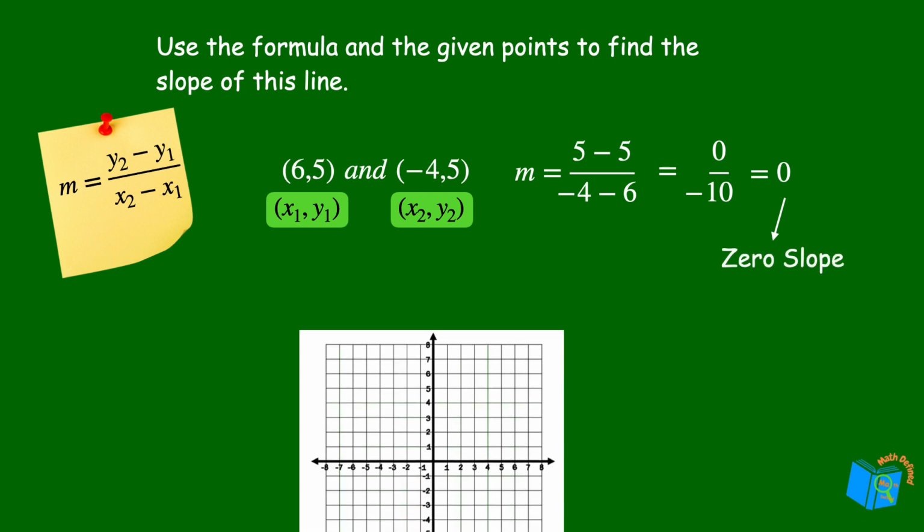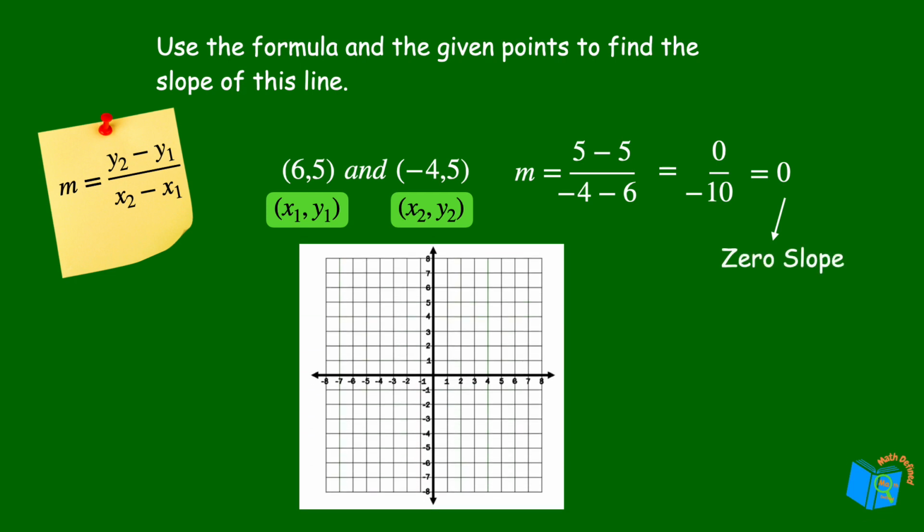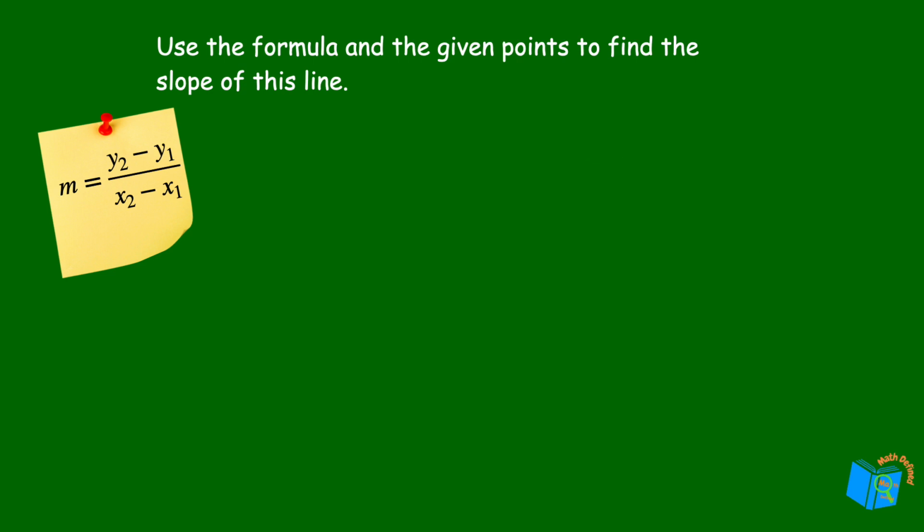Now let's try graphing these 2 points to check our answer. Positive 6, positive 5 is here, and negative 4, positive 5 is here. Drawing a line connecting these 2 points, we can see that it is just a horizontal line that has no rise, so it has no slope.